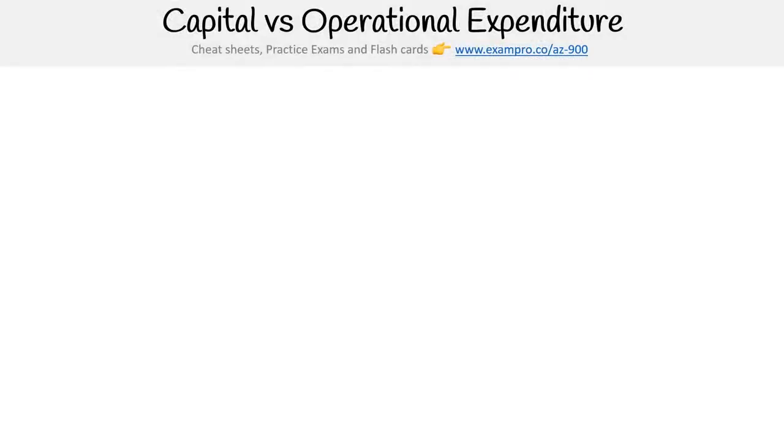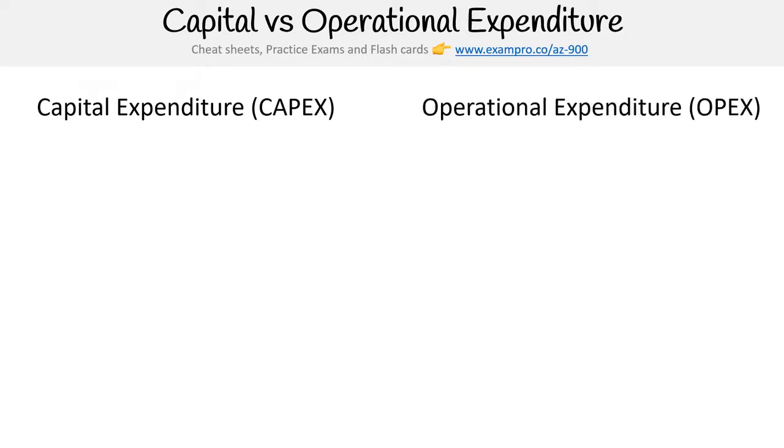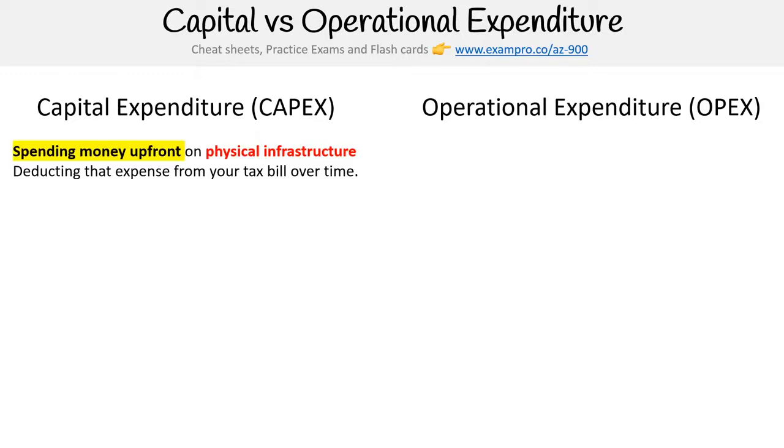Hey, this is Andrew Brown from Exam Pro, and we're looking at capital versus operational expenditure. So on the left-hand side, we have CAPEX, so capital expenditures. On the right-hand side, we have operational expenditures, OPEX. And so looking on the left-hand side, capital expenditure is spending money up front on physical infrastructure. So deducting the expenses from your tax bill over time. A lot of companies, larger companies, are used to dealing with capital expenses and they know how to work their tax bill. And so that's why a lot of people are afraid to move over to the cloud because they're used to this way of operating.